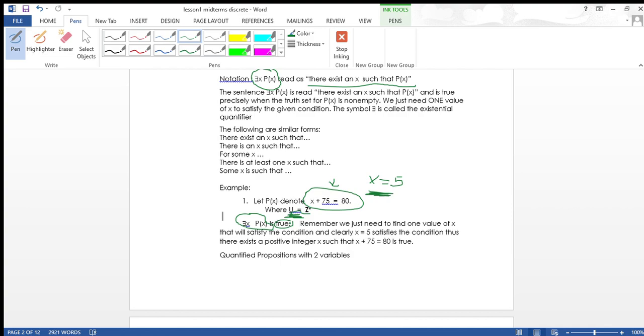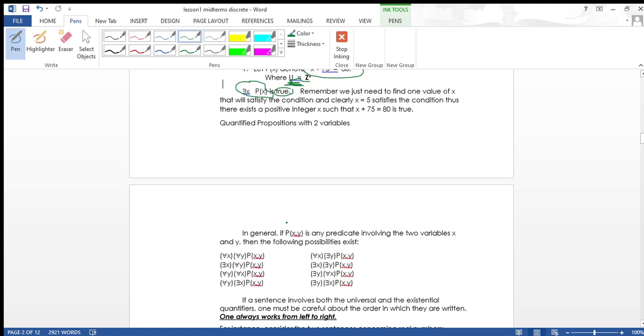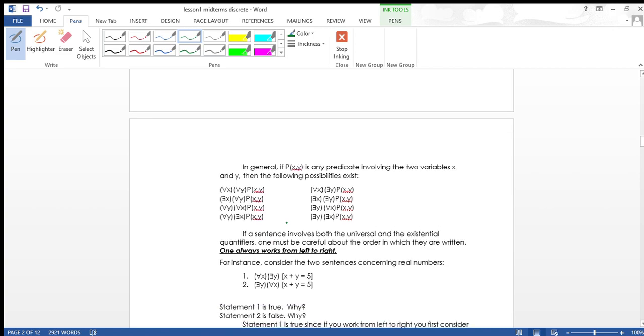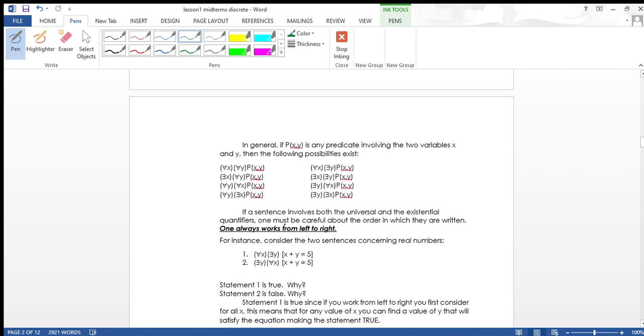While for the universal quantifier, we need all the elements. We need all the elements in the universe of discourse to satisfy the given condition. Okay? And it may also happen that we have a combination of two quantifiers involving two variables. So in general, if we have our proposition P, or our function P with variables x, y, then we have the following possibilities.